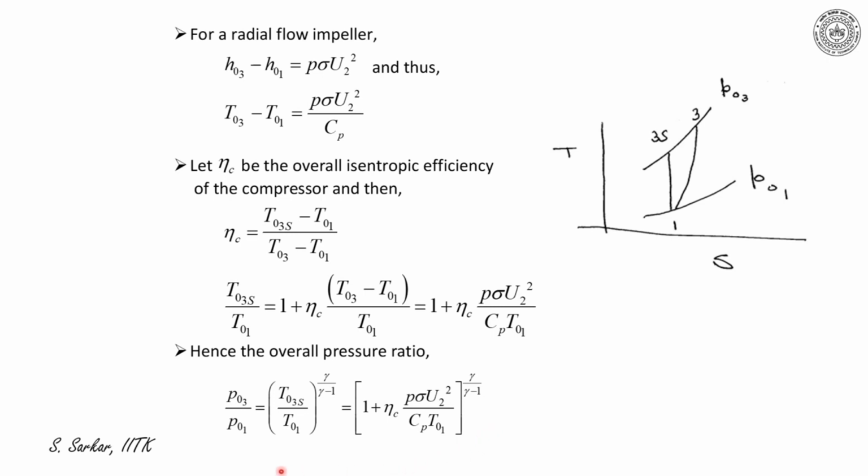Thus, this relation gives the overall pressure ratio in terms of isentropic efficiency of the compressor, work done factor, slip factor, blade speed at exit, and total temperature at inlet. So this is an important relation for centrifugal compressor.